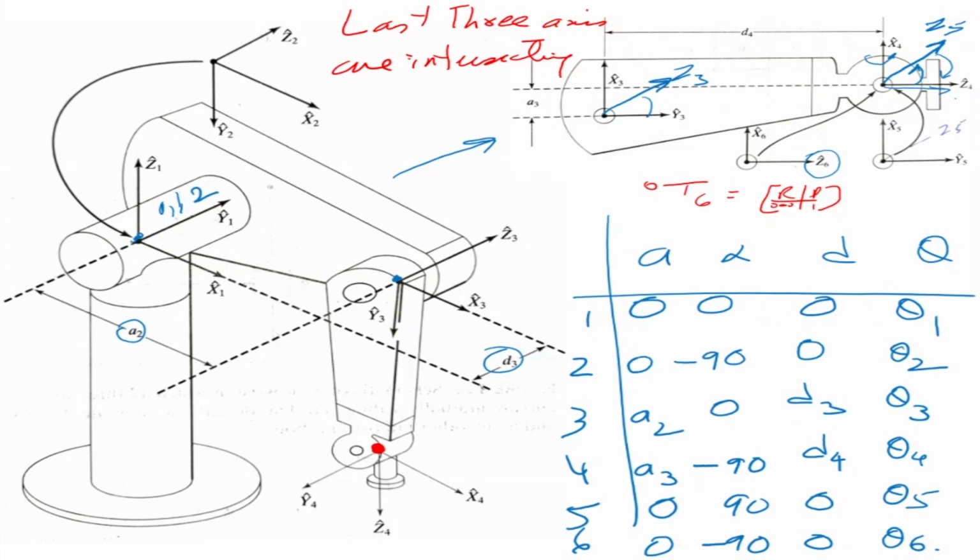Frame 3 is here. Origin of frame 3. Frame 4 origin is here. So on this figure here, it is at that point. So the origins of 4, 5 and 6 are the same point.